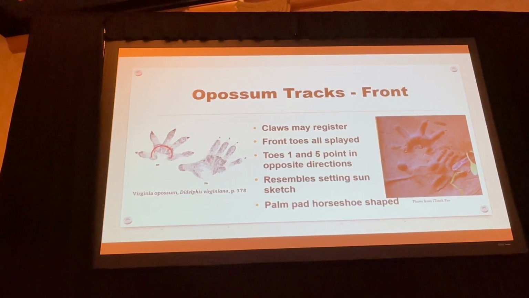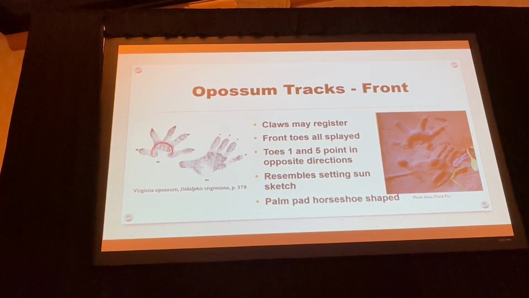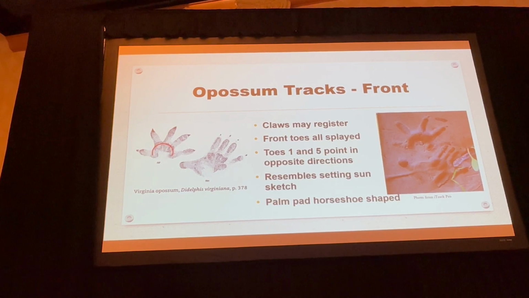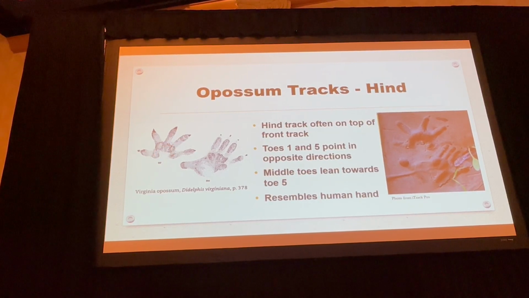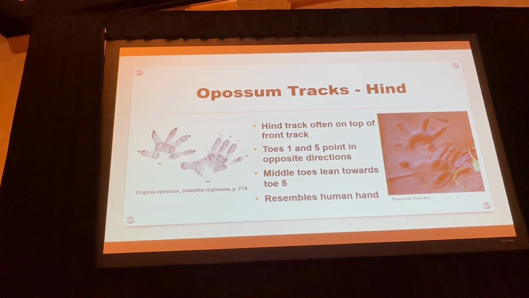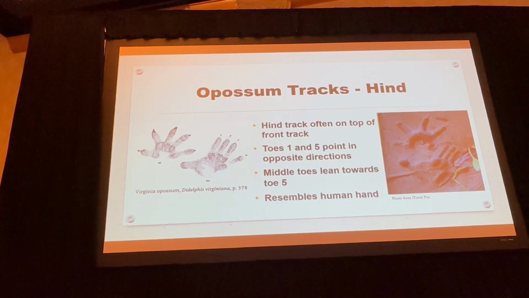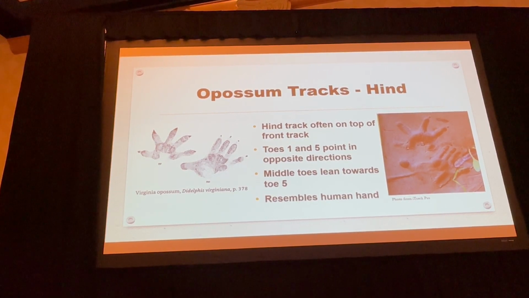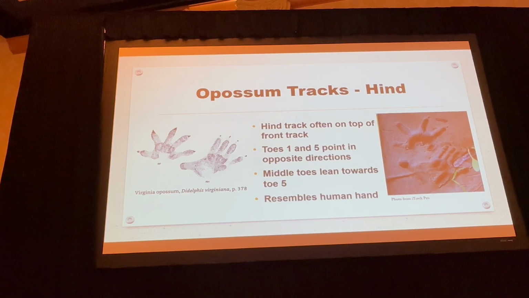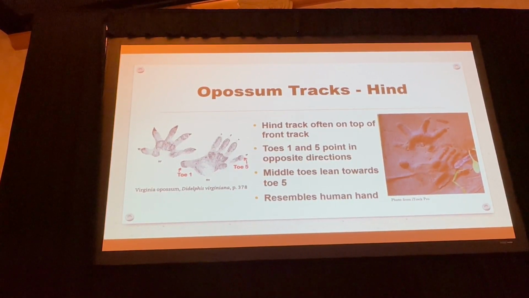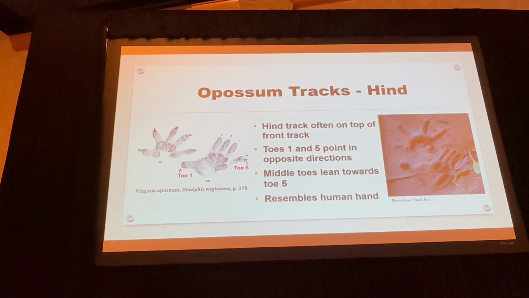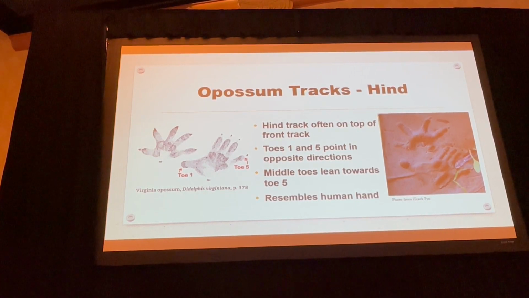Meanwhile, the palm pad creates a horseshoe shape with the negative space on the bottom. Those are the key points about opossum front paw prints. Opossum tracks can often be overlapping with the hind track on top of the front track. So what do the hind tracks look like? Well, similar to the front track, toes 1 and 5 point in opposite directions, kind of similar to a hang loose sign.